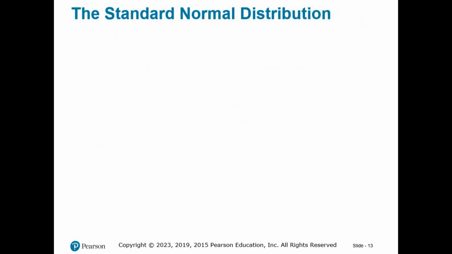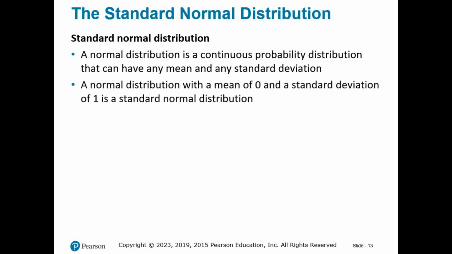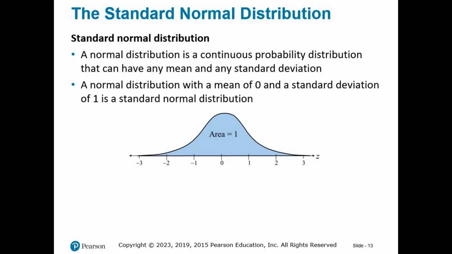Okay, now we're going to focus on a very specific normal distribution. First, let's look at some properties. A normal distribution is a continuous probability distribution that can have any mean and any standard deviation. A normal distribution with a mean of 0 and a standard deviation of 1 is called a standard normal distribution. This is a very specific normal distribution and is used a lot in statistics. Here's what that graph looks like.